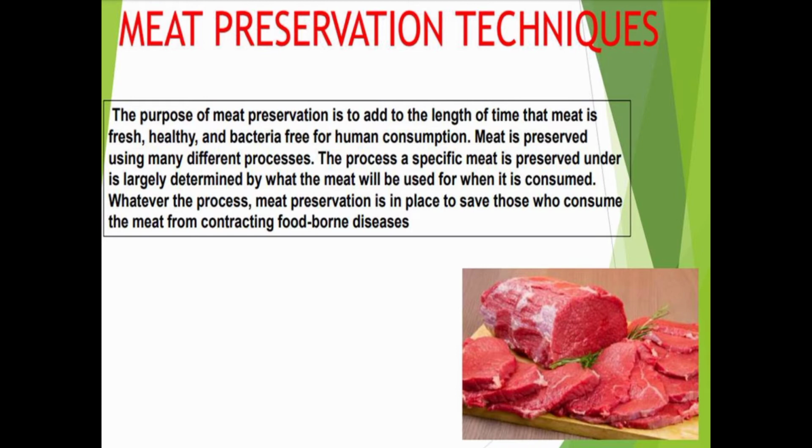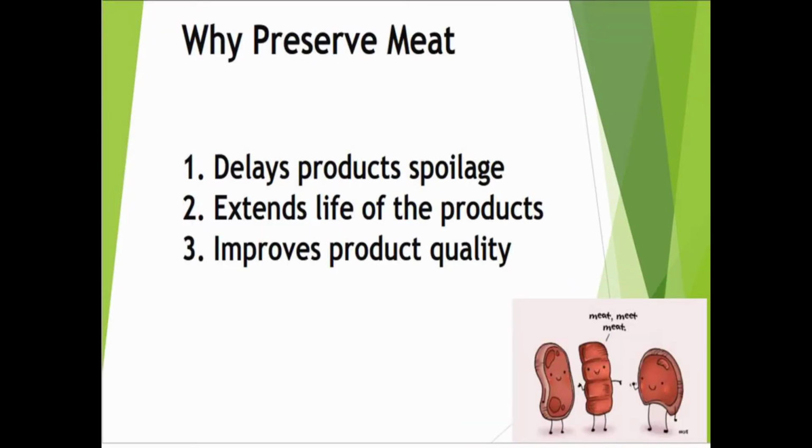The process a specific meat is preserved under is largely determined by what the meat will be used for when it is consumed. Whatever the process, meat preservation is in place to save those who consume the meat from contracting foodborne diseases. Why preserve meat? It delays product spoilage, extends the life of the products, and improves product quality.